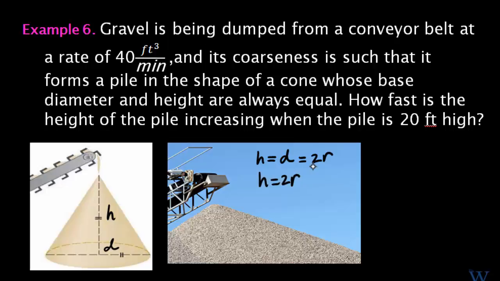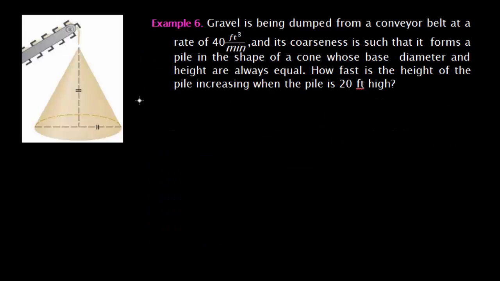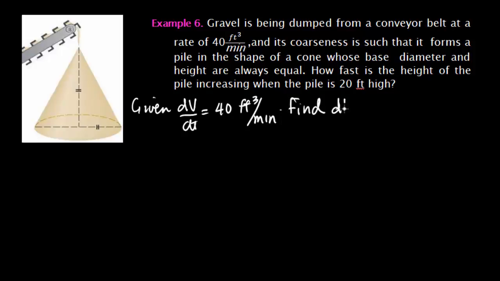So the question is, what equation are we going to use based on what's given? Well, that's the volume. Right away, this gives us the hint that we're going to use the volume of the cone, and then we're going to find dh by dt because it says how fast is the height increasing. So let's continue. Given dV by dt is 40 cubic feet per minute, we are asked to find dh by dt at the instant when h is 20 feet.